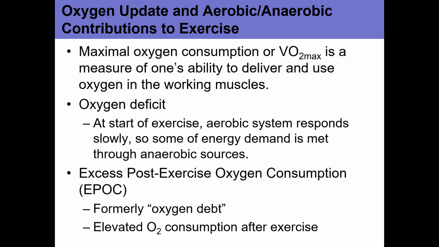And then after exercise, you're going to breathe more heavily, and your heart rate is going to stay elevated for a little bit, trying to get the body back to homeostasis. So you're trying to use the aerobic energy system to remake some of those ATPs that we burned through anaerobically, to remake some of those phosphocreatines that we burned through anaerobically, to get rid of those lactates, all that stuff. And so that's excess post-exercise oxygen consumption, or EPOC. It used to be called oxygen debt, but now we just refer to it as EPOC. What it is, is elevated oxygen consumption after exercise.